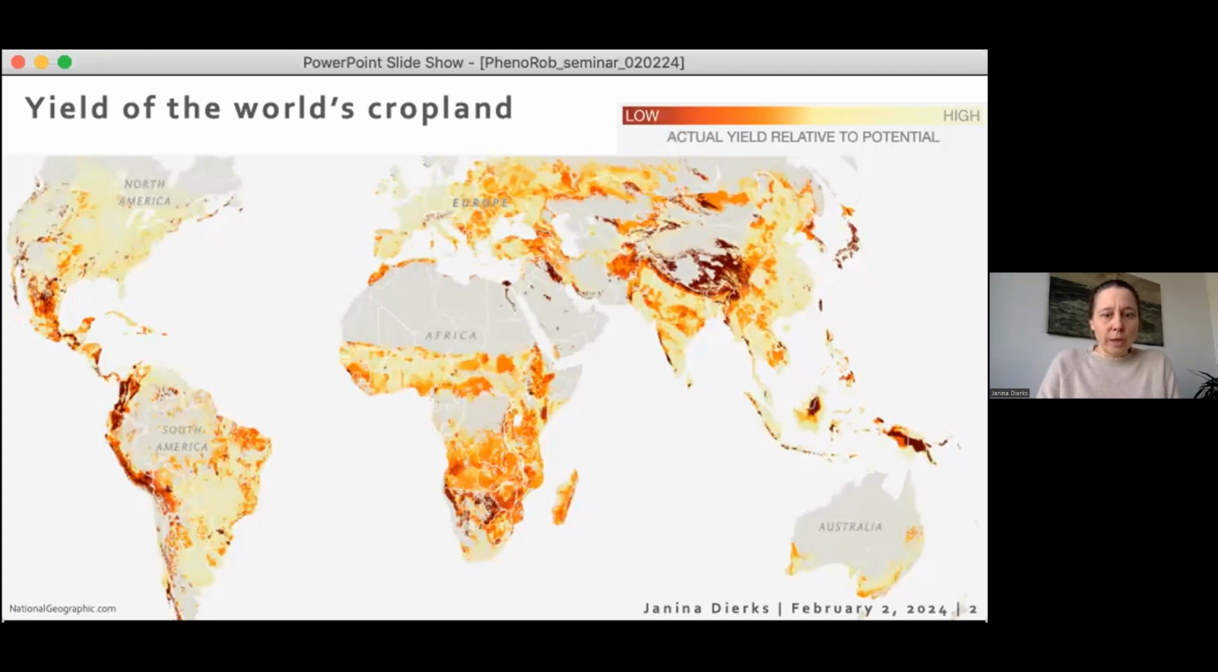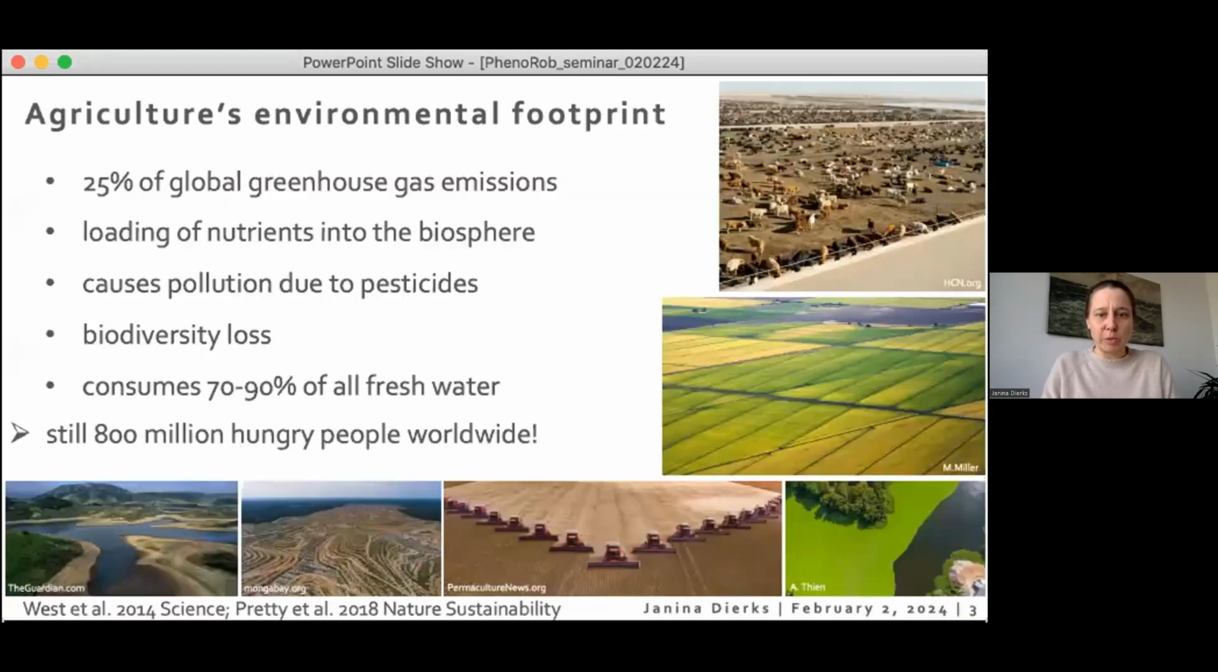Agriculture accounts for 25% of all greenhouse gas emissions worldwide. It is responsible for the loading of nutrients, especially nitrogen and phosphorus, into the biosphere and pollution due to pesticides. And agriculture is the single largest cause of biodiversity loss. Further, agriculture consumes 70 to 90% of all fresh water that is used by humans. And yet, there are 800 million people hungry worldwide.